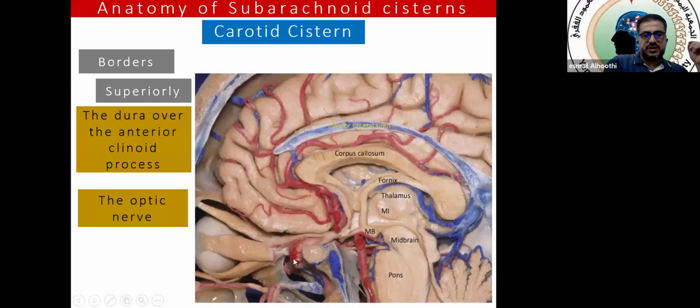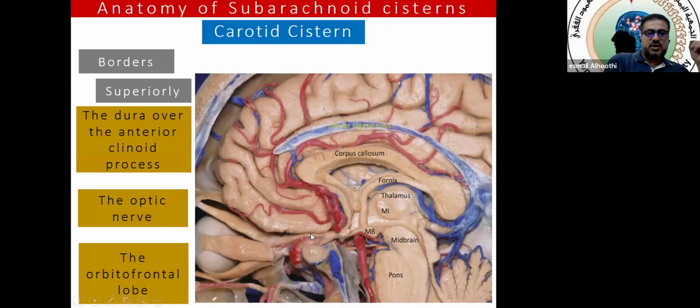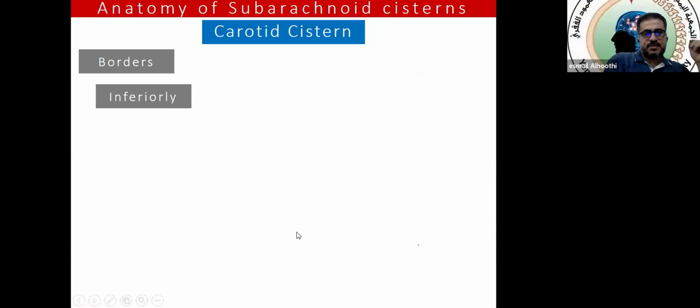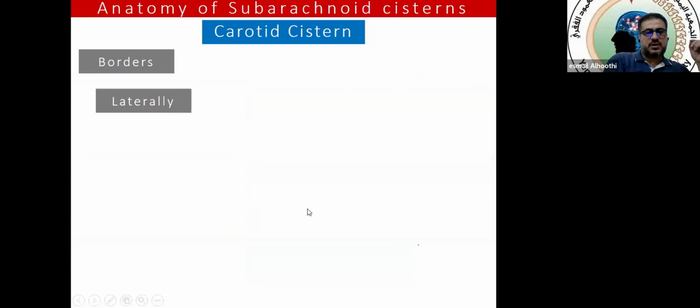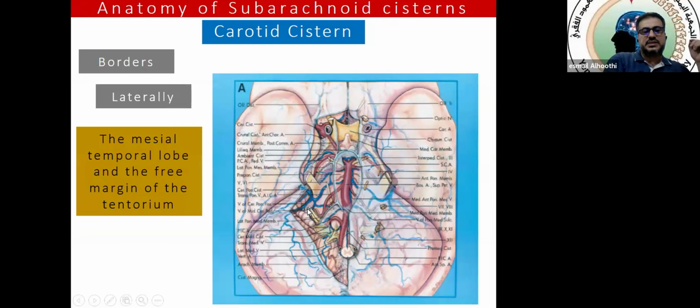As we see here, this is the internal carotid artery as it goes superiorly within the carotid cistern. The orbitofrontal loop also makes the superior boundary of the carotid cistern. The carotid cistern is bounded inferiorly by the cavernous sinus, which is located here. Laterally are the medial temporal lobe and the free margin of the tentorium, which is located here.